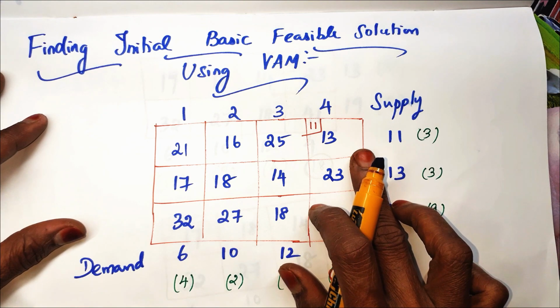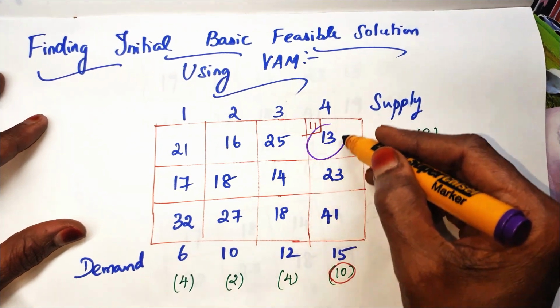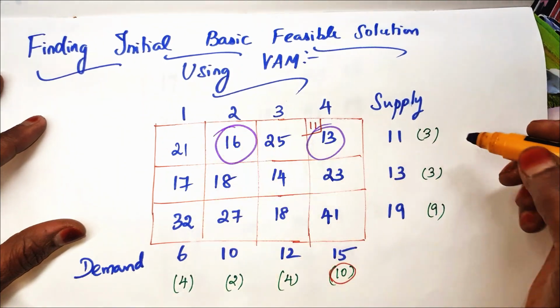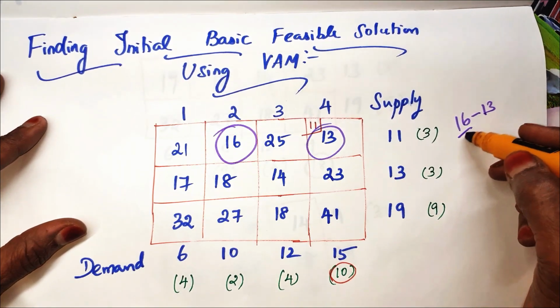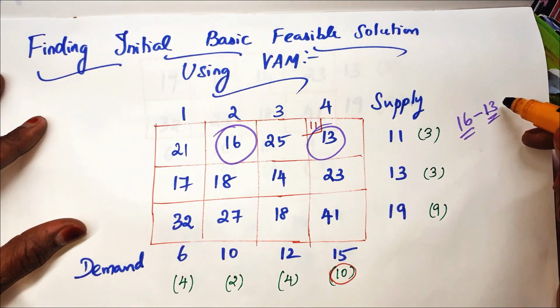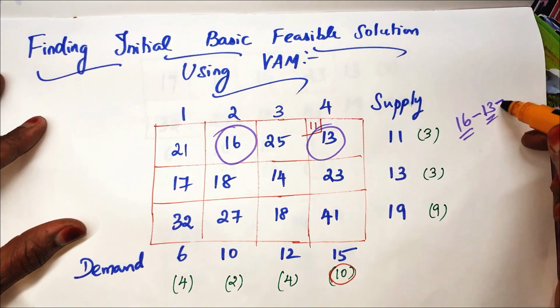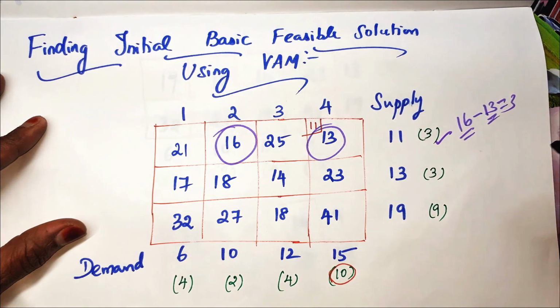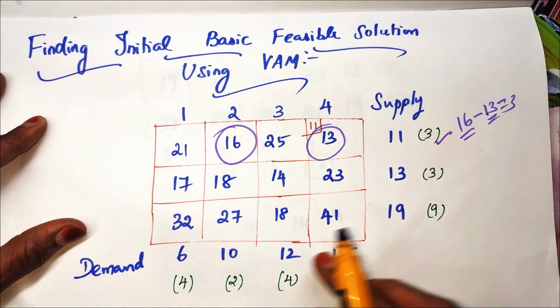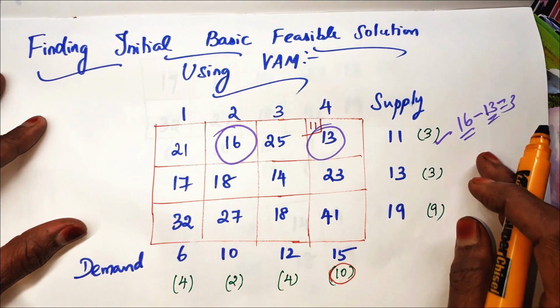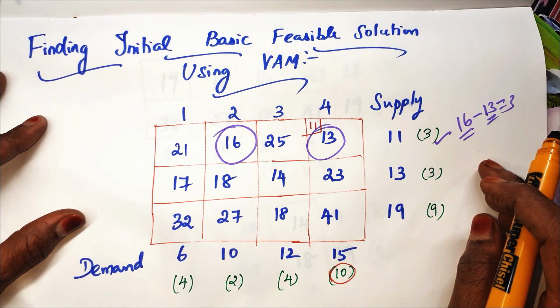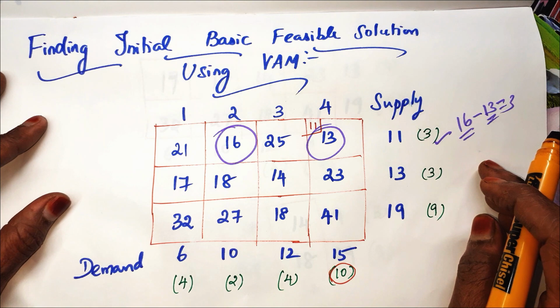Which is the minimum here? 13. And the next minimum is 16. So the difference between these two is 16 minus 13, the greater value minus smaller value. That is called the difference, which is 3. That is the penalty for the first row. Like that, we have to calculate the penalties for every row and column. That is step number 1. After calculating the penalties, we have to select the greatest penalty, maximum penalty.